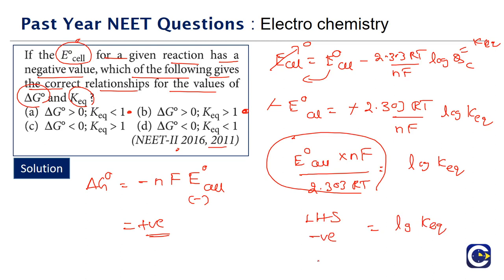Remember, whenever log of any number is negative, that means the value of the number will be what? Less than 1. Because log 1 is 0, right? Log 1 is 0. Any number less than 1 means the logarithm value will be negative. So here we can say the equilibrium constant value will be less than 1. So the correct answer is, del G naught will be positive and equilibrium constant will be less than 1. So the correct answer is option A.